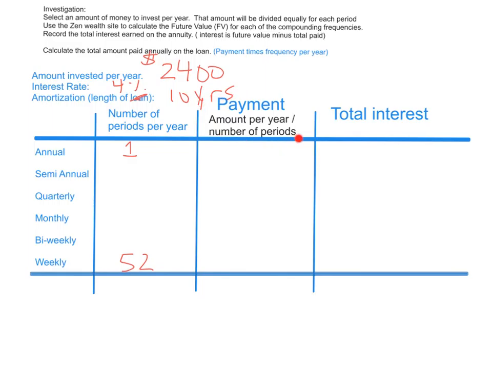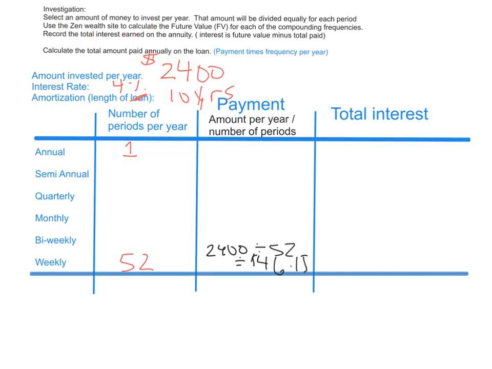So I'm reminding you that you want to take the amount per year, in my case $2,400, and divide by your number of periods, so you know how much you're paying each time. So this is going to be something like 2,400 divided by 52, and that value is approximately $46.15. We're going to have to round that down, so I need a little approximate sign. So every week I'm investing $46.15, and then I'm going to use my Zen Wealth, right?